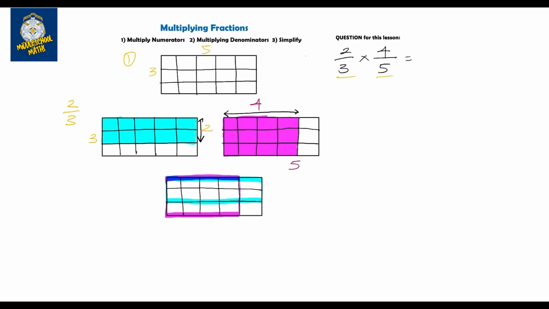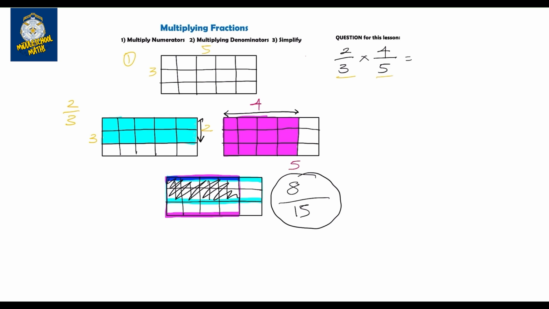And then if we have a look down the bottom, this will actually help us figure out our answer. So obviously we know that there are 15 squares in total here, so that becomes our new denominator. And the fraction is actually where these two overlap. So if we count the squares, we can see that there's 2, 4, 6, 8. So using the pictures, our answer is 8/15.